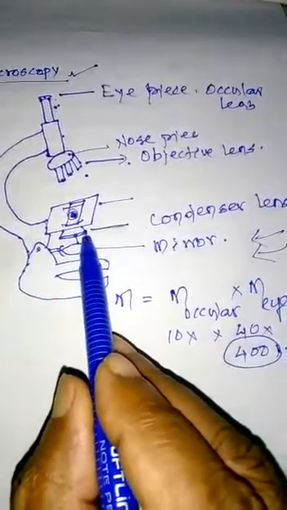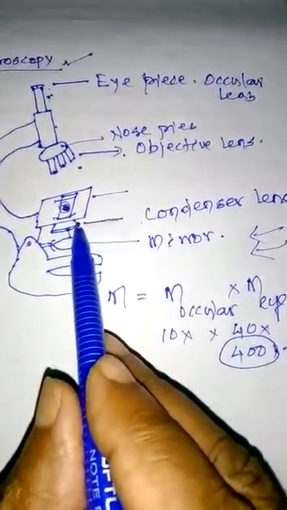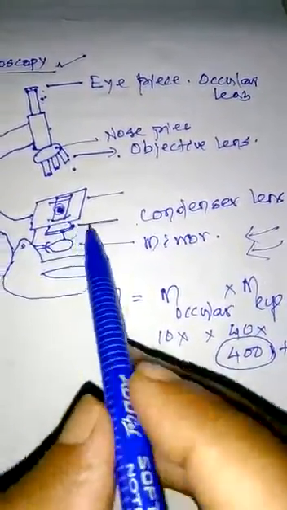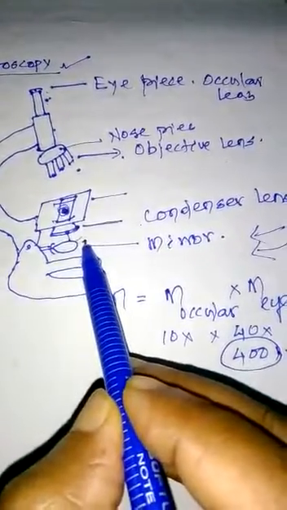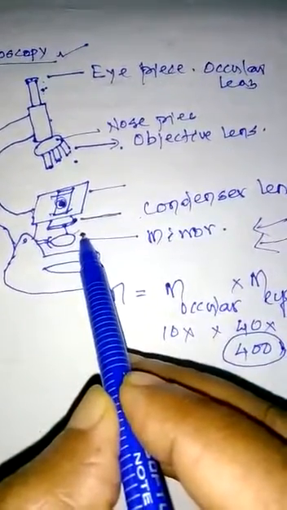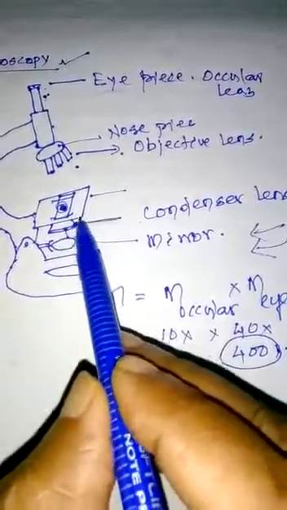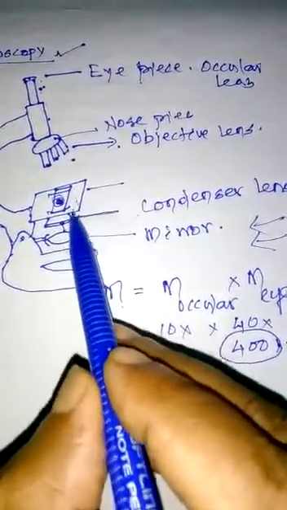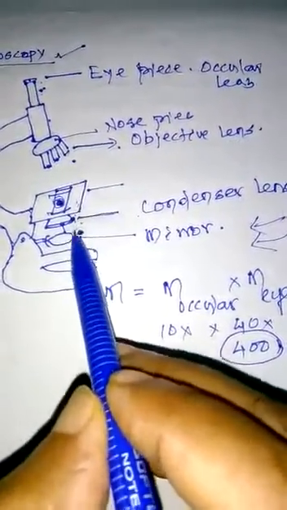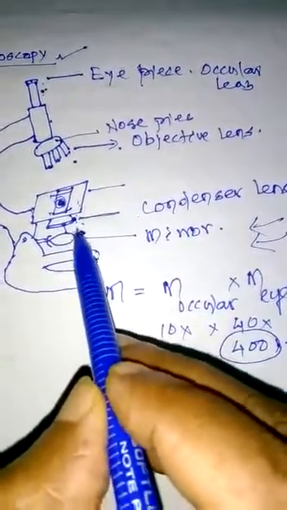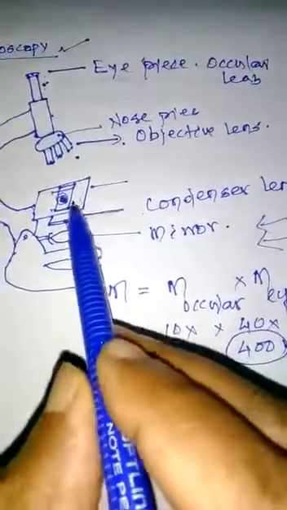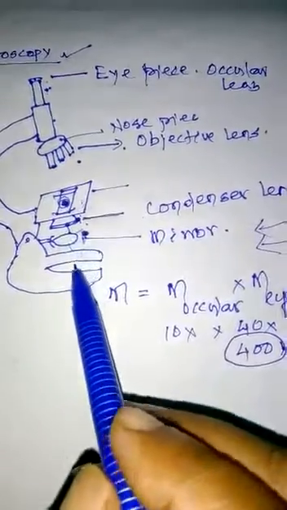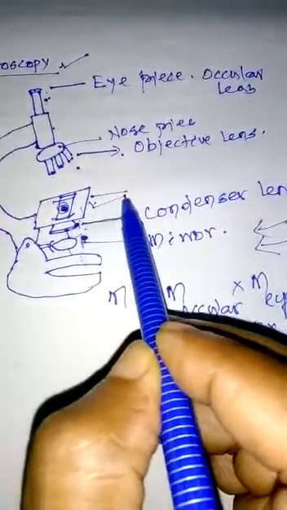The condenser is there, having a specific lens, so it is located between the light source and the stage, and it receives light. Then the sample is placed on the stage.